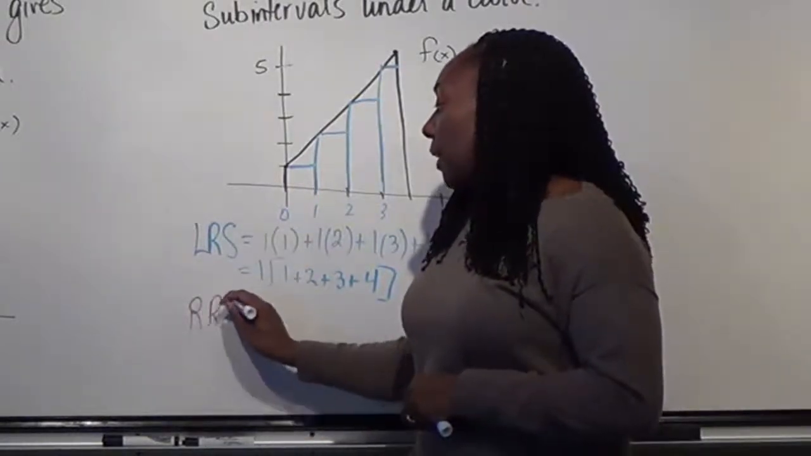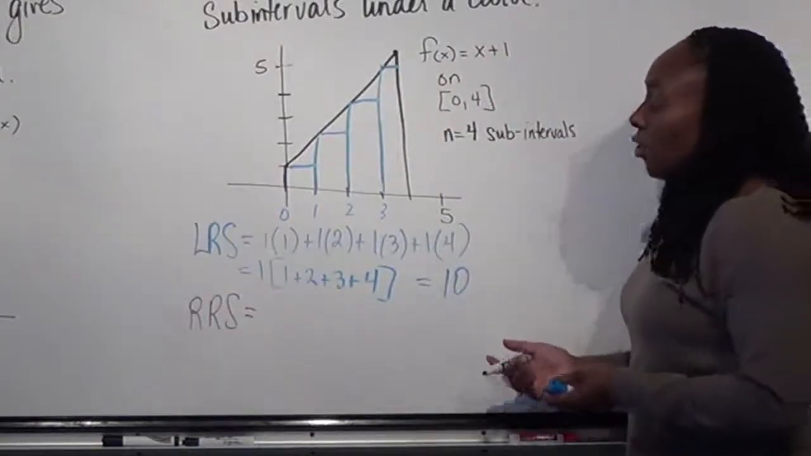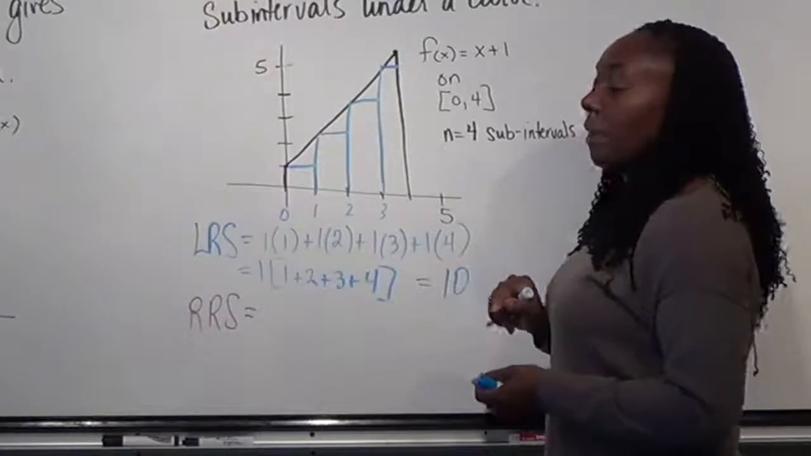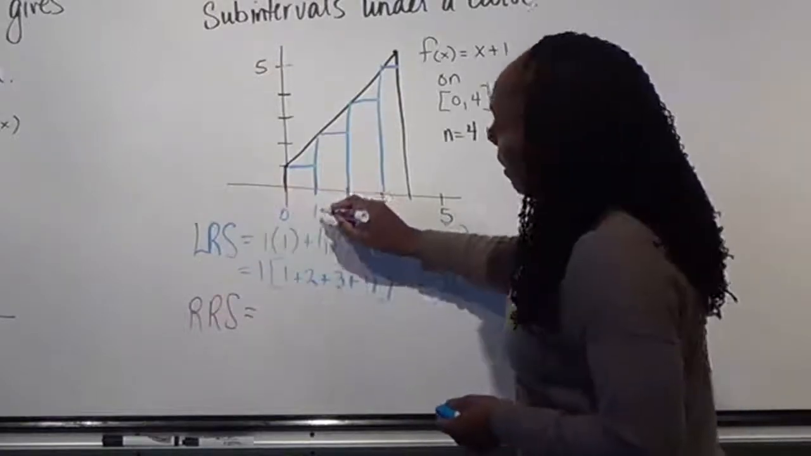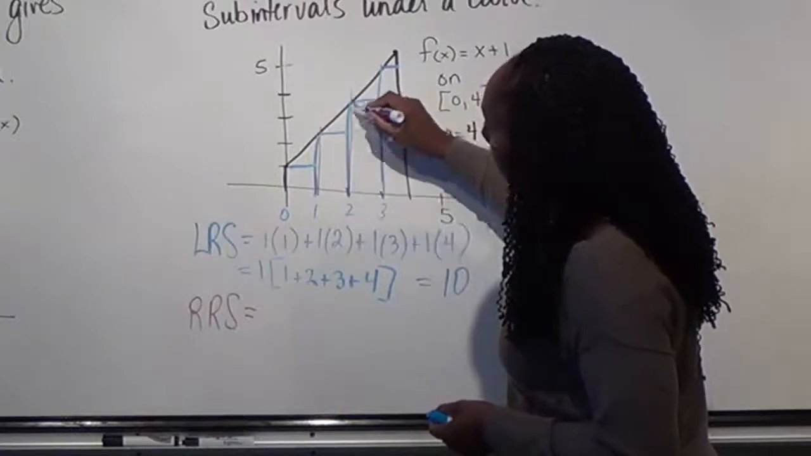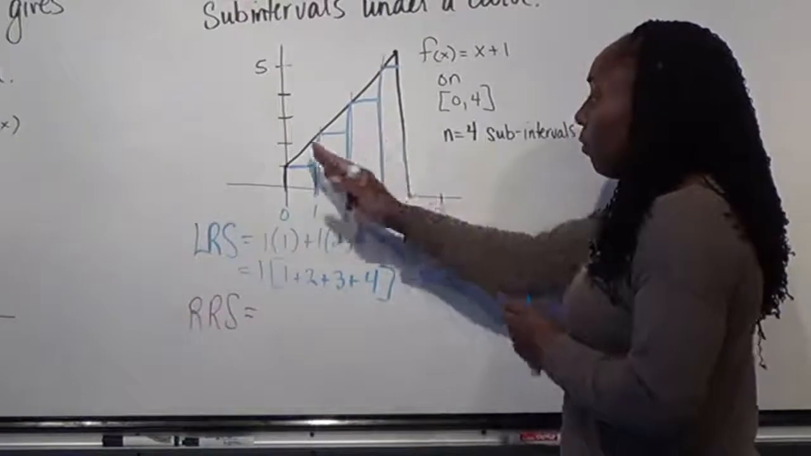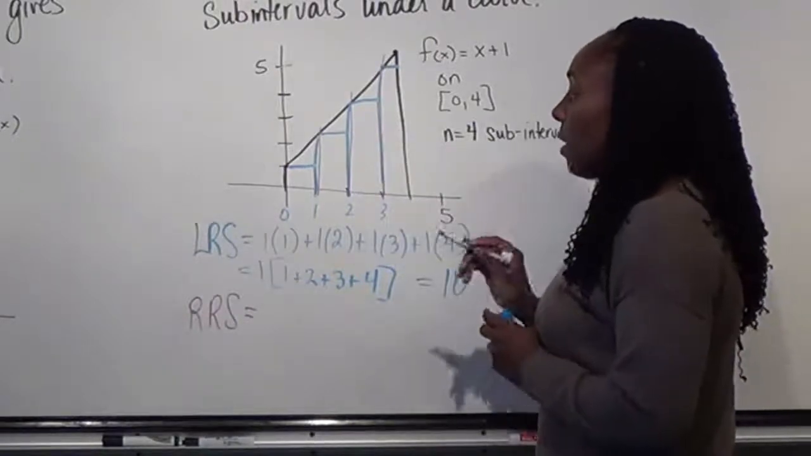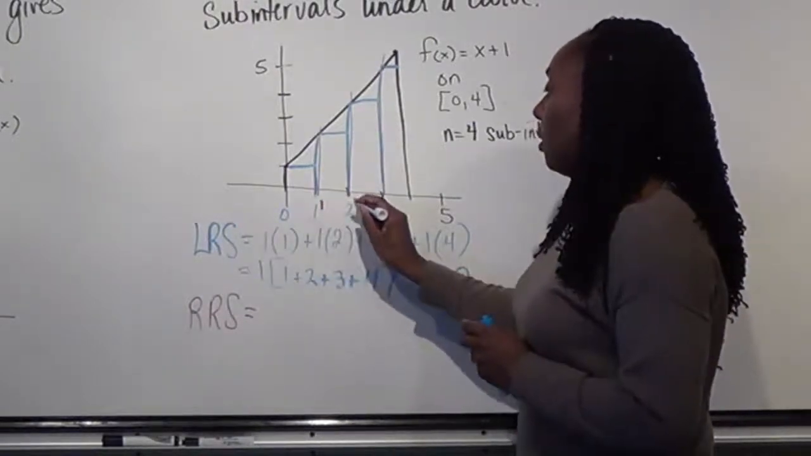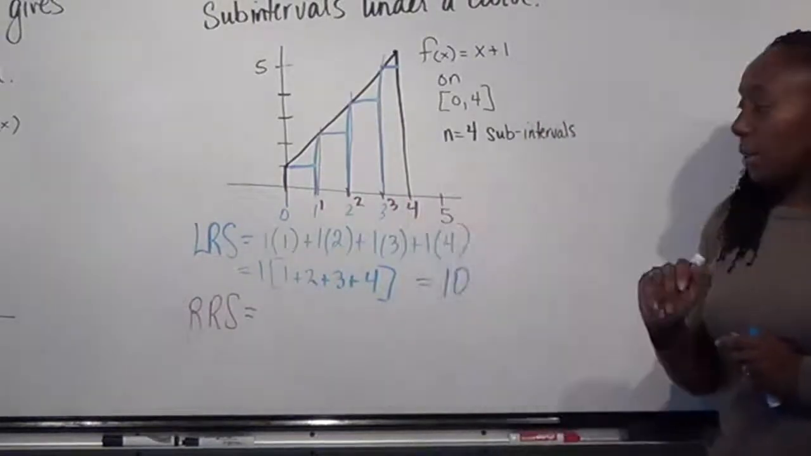Now, like I said, we're going to do both left and right. So if I look at the right-hand endpoints, or the right Riemann sum, the only thing that changes is what I'm going to use as my heights. I'm still going to have the same subintervals, the same 4 regions. The difference is now I'm looking at 1, 2, 3, and 4 as my right-hand endpoints.